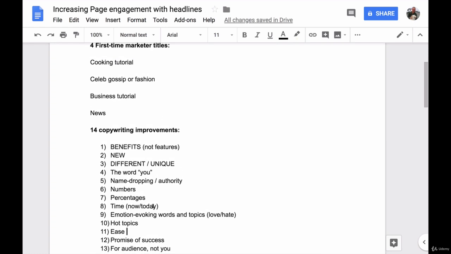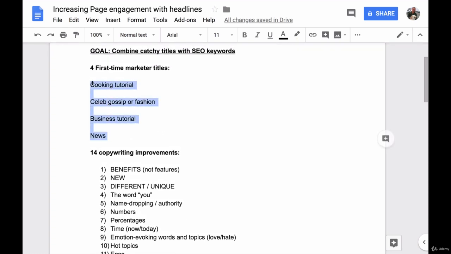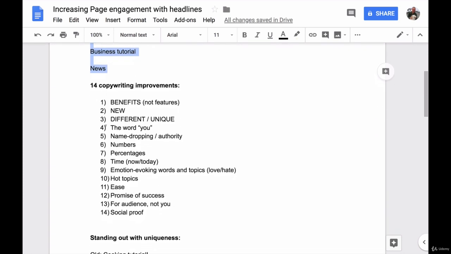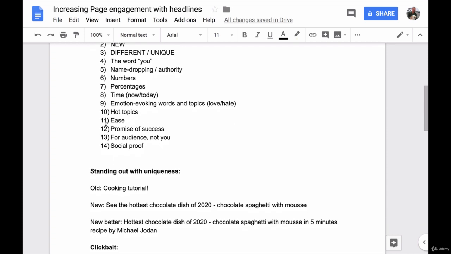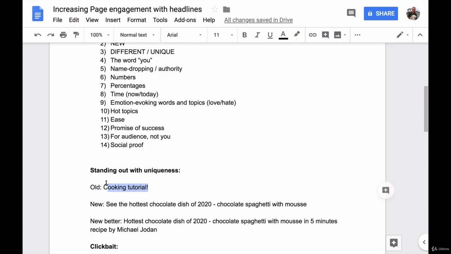So let's go over, see these boring headlines. Let's make them more fun. Let's make them more engaging. So I've created a few variations of it. So the first one was cooking tutorial. Okay, boring, right? Let's make it easier. Let's make it fun. So see the hottest chocolate dish of 2020, chocolate spaghetti with mousse.